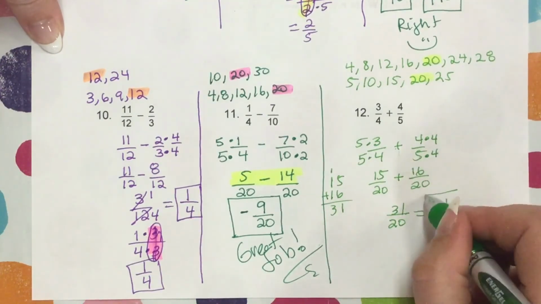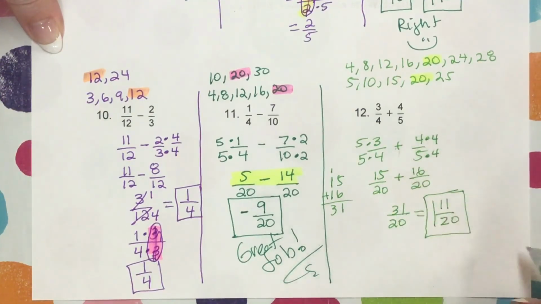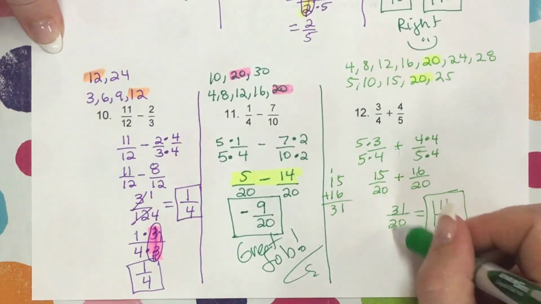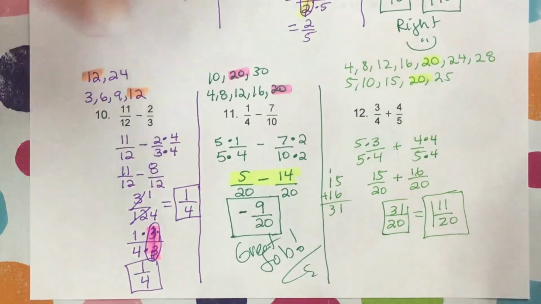So yeah, there's the mixed number, and the mixed number is in lowest terms, and 31 over 20, I'm pretty sure 31 is a prime number, so yeah, this is in lowest terms as well. So if you got that right, wonderful job.